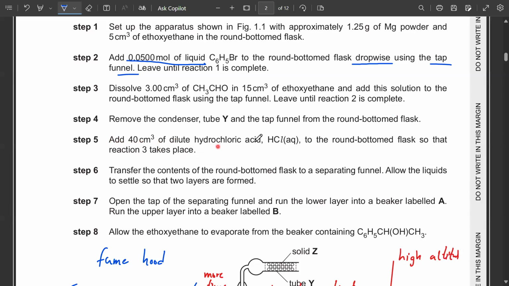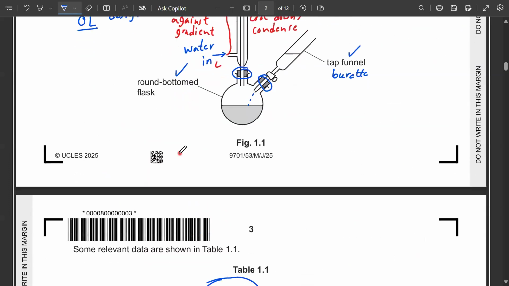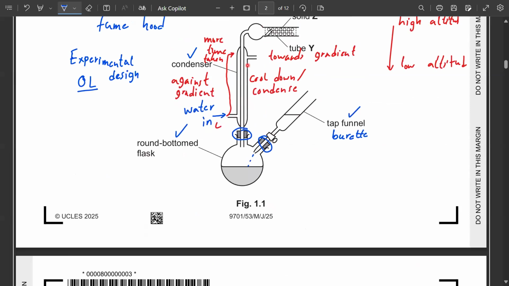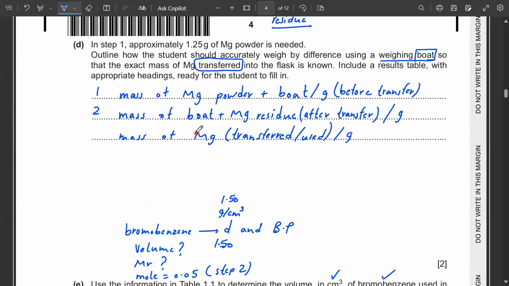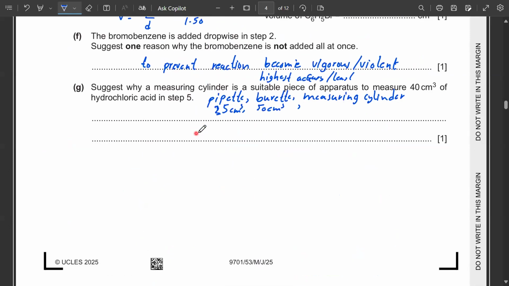Add 40 cm dilute hydrochloric acid to the round bottom flask so that the reaction takes place. Basically, they removed this apparatus, the whole of this apparatus was removed, and this one was also removed. After that, they put the HCl in it. So now it doesn't matter, the speed of transferring is not counted. Here we say HCl is basically taken in excess only. That's why they do not need to use a very accurate apparatus to measure.